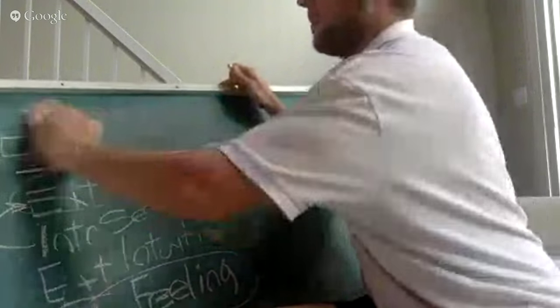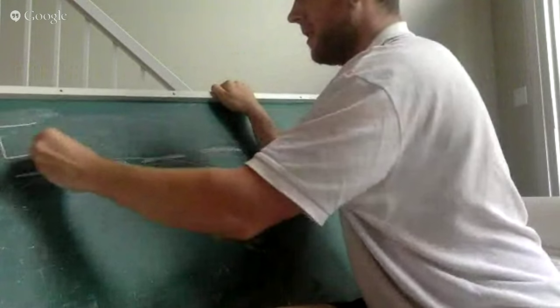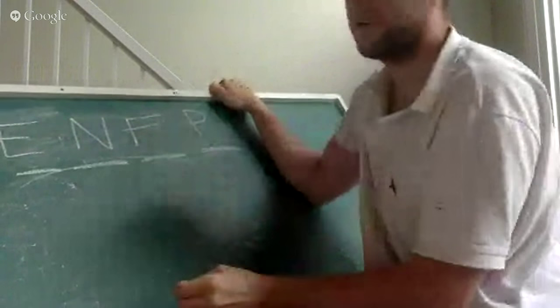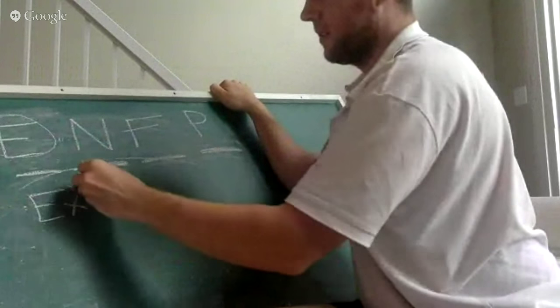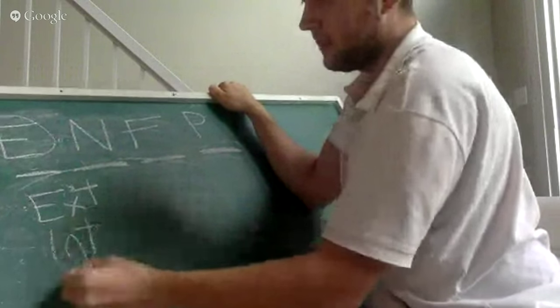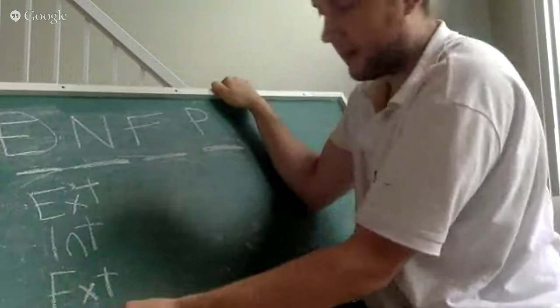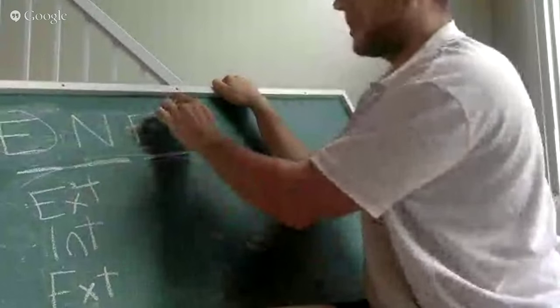So let's do a different one. Let's try, how about the ENFP? So the ENFP, the extroverts, so we start with extroverted, we go introverted, and then we go extroverted, and we go introverted. So you should be able to get the hang of this by now. And then it's different on this one. It doesn't go to this one. It goes right here.